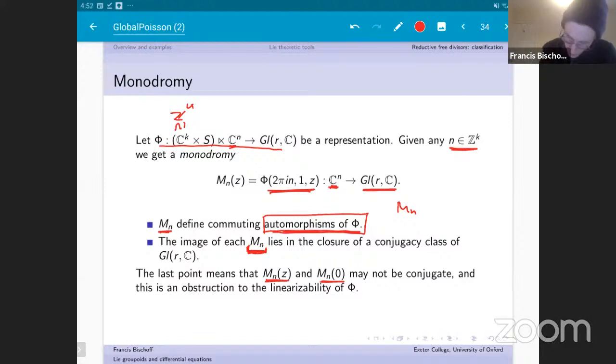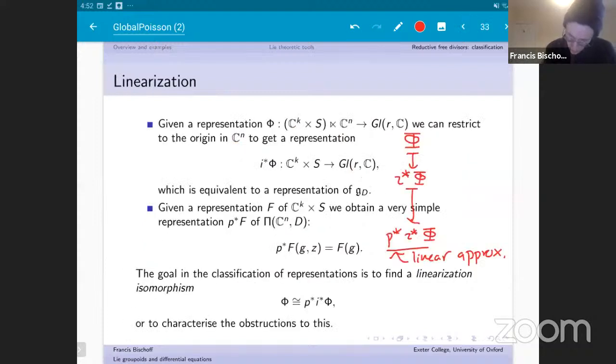The reason for this is very easy to see. If we go back to the slide here, for one of these very simple representations, we can see it doesn't depend on z. And so the monodromy of one of these things doesn't depend on z. That means that if we have any representation which is isomorphic to its linear approximation, the monodromy should always stay in a single conjugacy class.